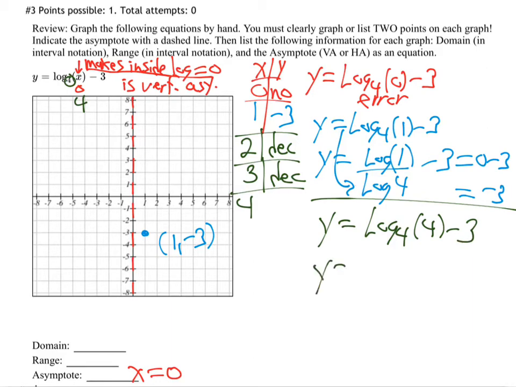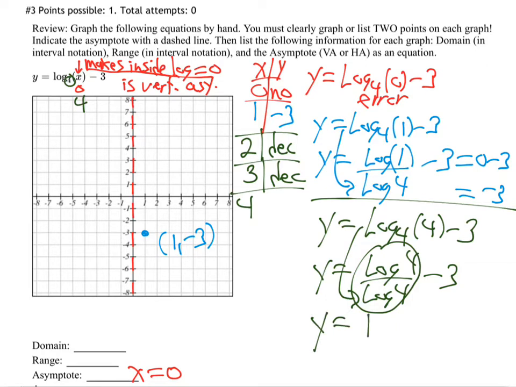So what do we get? The base goes to the bottom, always. The other one's on the top. This is easy. I don't need a calculator there. That's just 1. Same thing over itself is 1. 1 minus 3, negative 2. So over 4 down 2 right there is that point. Over 4 down 2. And that's all we need, 2 dots. We can graph the thing now.